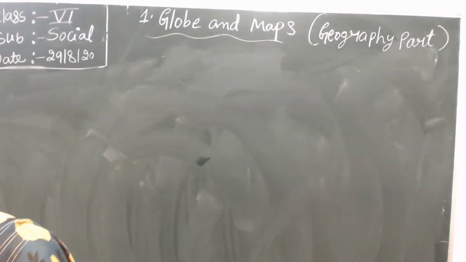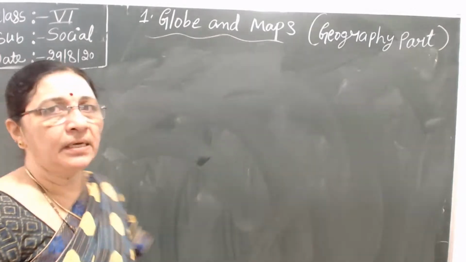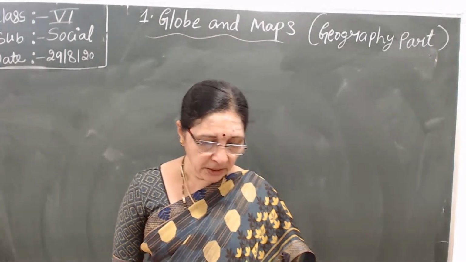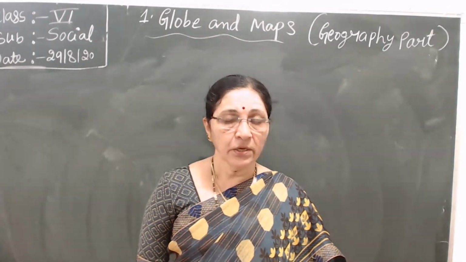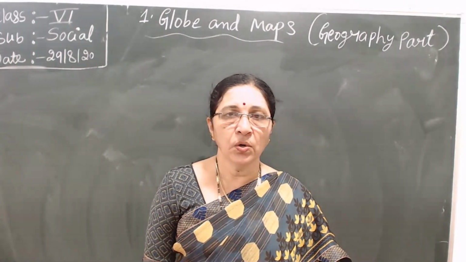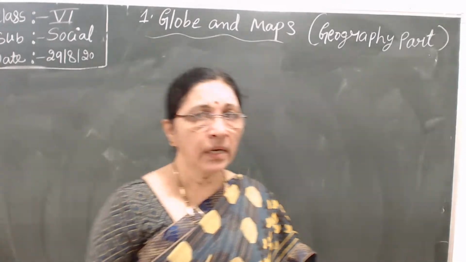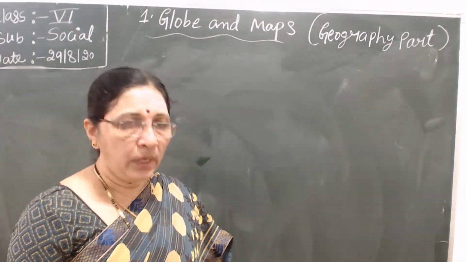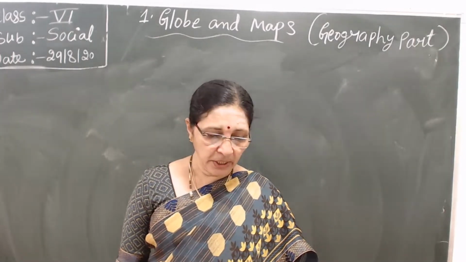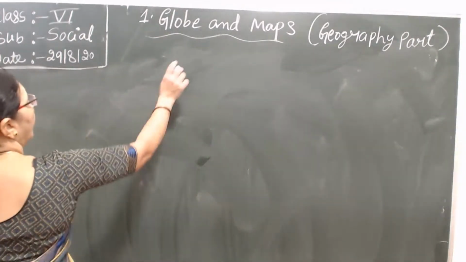Next, today I will start the maps. Yesterday I started the meaning of a map. Maps are very essential to get detailed information of a place, state, country, continent, mountain, hills, etc. Again, what is a map? A map is a diagrammatic representation of the whole earth.